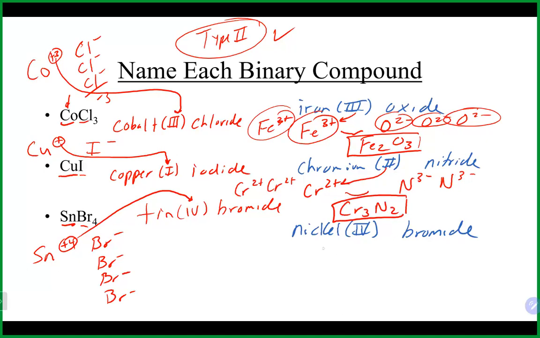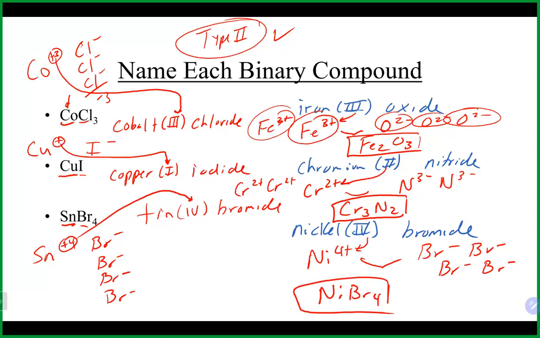And lastly here, nickel 4 means nickel with a +4, and bromide, which is bromine -1. To get us to 0, we will need a grand total again of 4 of those, and that would give us NiBr4. Any questions on any of that?